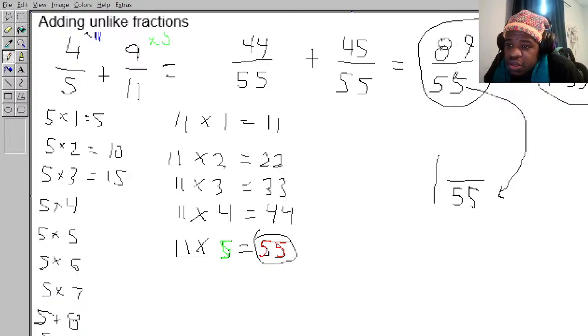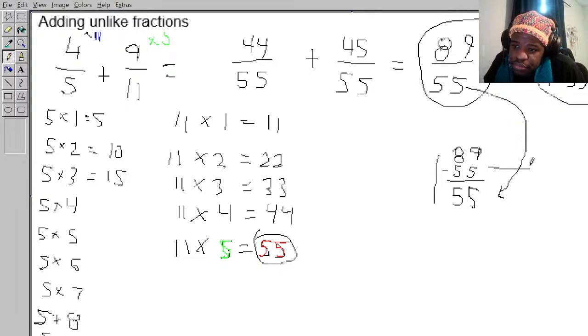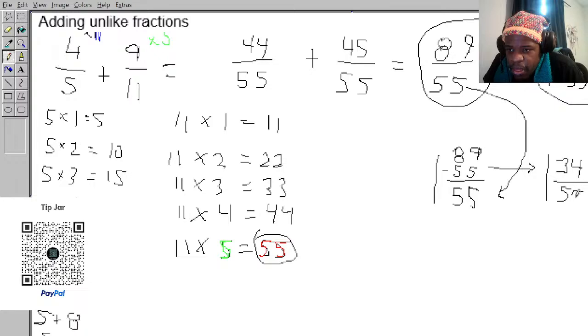And then we do 89 minus 55, and that's basically, so this is my math here, 89 minus 55, and then this becomes 34 of this, 1 and 34 over 55, and then that's my answer.